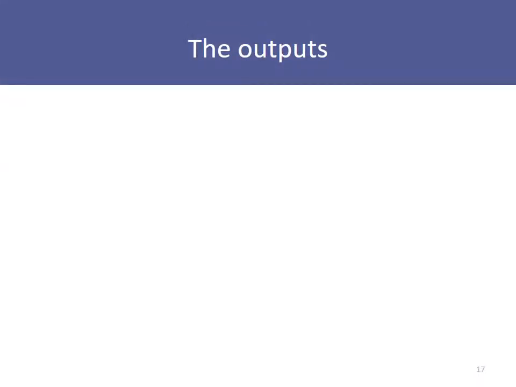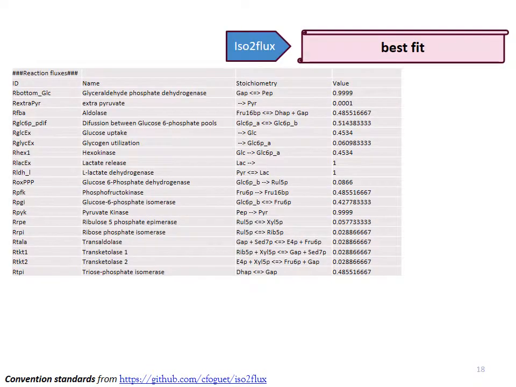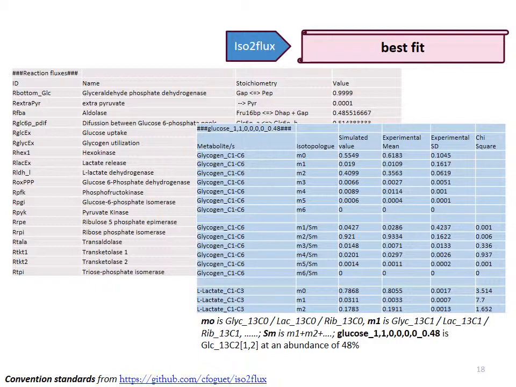The outputs. The analysis of the output files will provide the following information. The outputs include, on the one hand, a file with the reaction fluxes that provide the best fit, together with another file with the isotopolog abundances, predicted using the best fit fluxes, and compared with those measured experimentally. Chi-squares are provided to statistically assess the quality of the fitting.